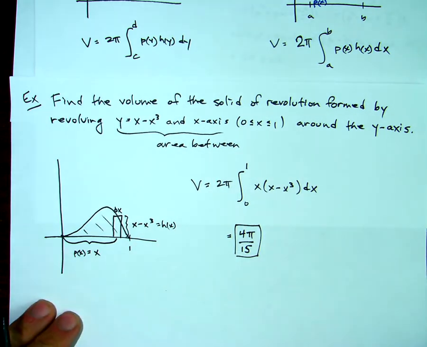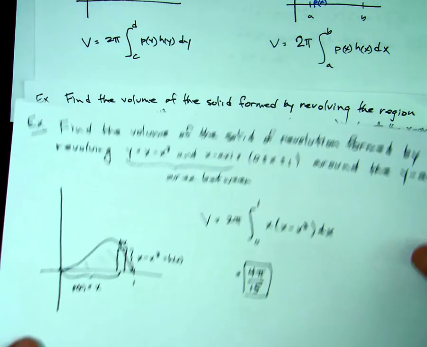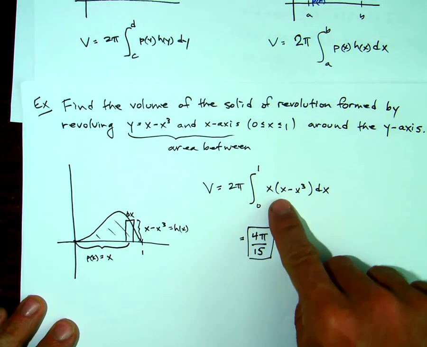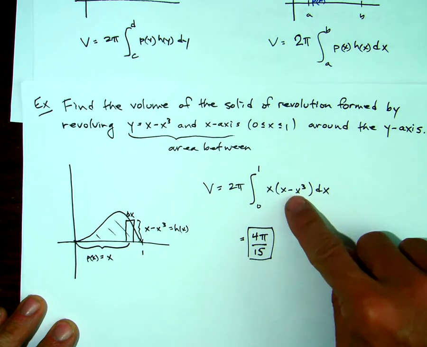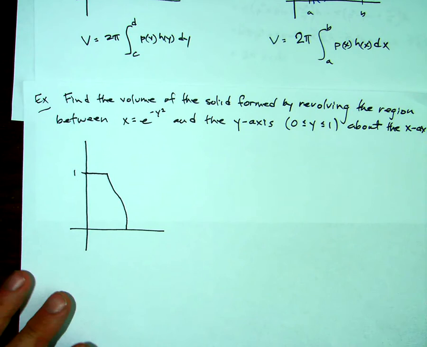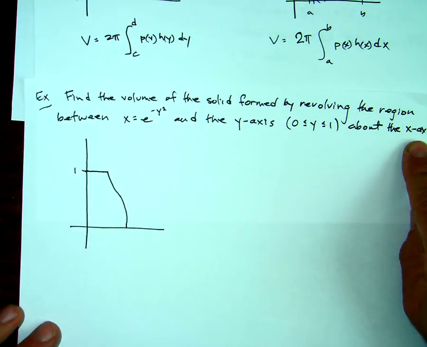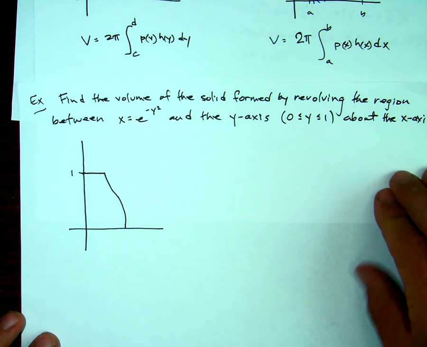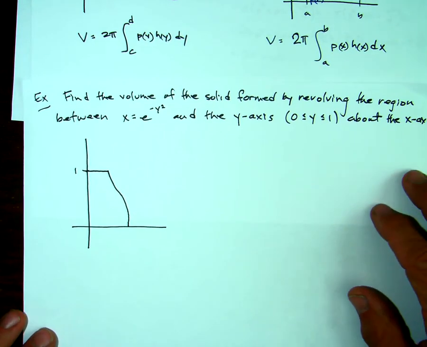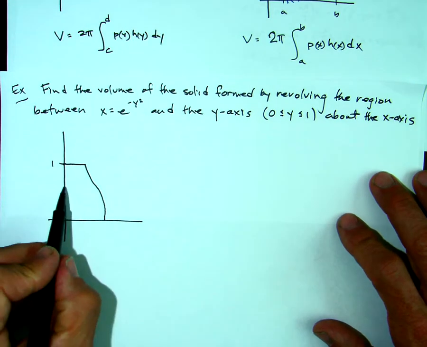Okay, let's look at another example, and this time we're going to revolve around the x-axis. Again, notice what we did real quick. This is our p of x and our h of x. This is the formula we used because we were revolving around the y-axis. Now we're revolving around the x-axis, so we're setting up something like this. We know that our rectangle is going to be oriented horizontally.